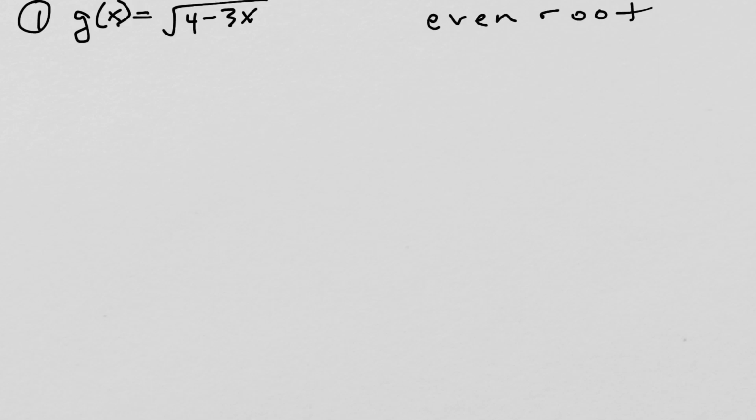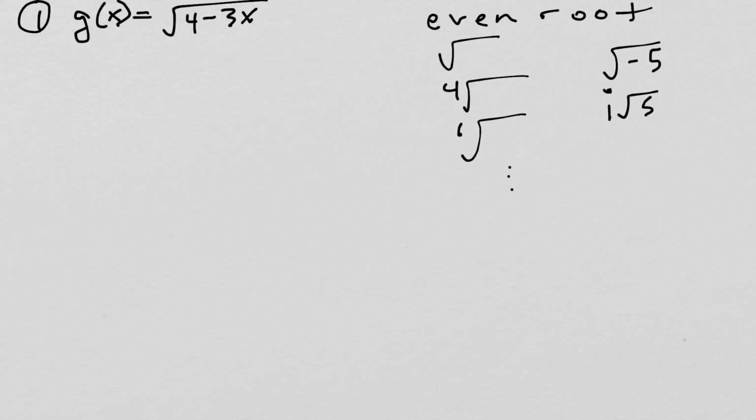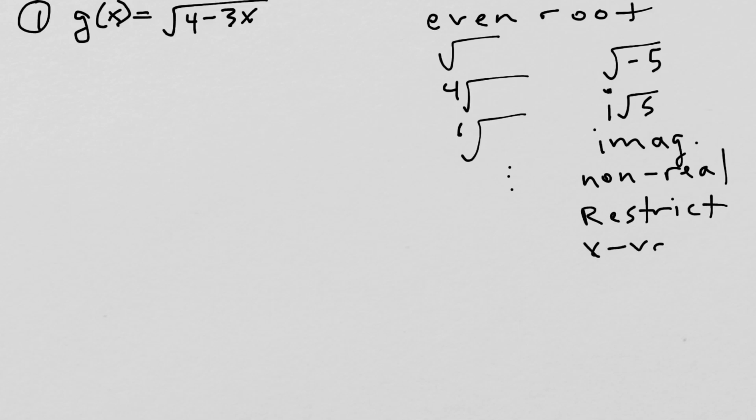An even root is a square root, a fourth root, a sixth root, etc. You recall from our prior studies that if you have a negative number under a root, this is really an imaginary number. So this is an imaginary number, so it's non-real. So we're going to restrict x values to only real.